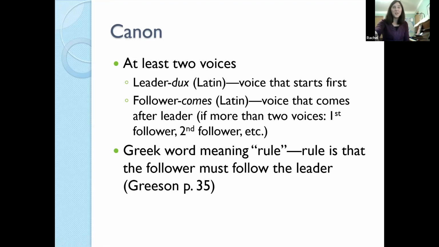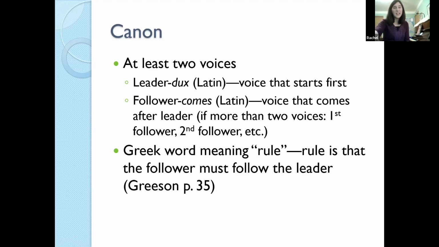So it's a Greek word, it means rule, okay? The rule for this is that the follower must follow the leader. Wow, that's really complicated, isn't it? Joke lang. Okay, so the canon, it just means rule.